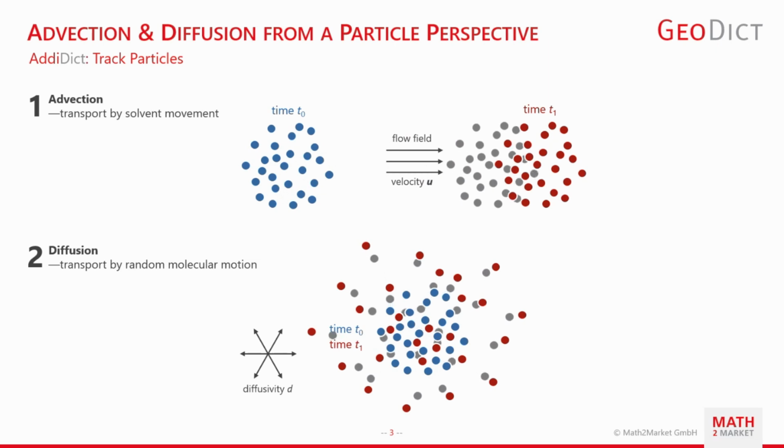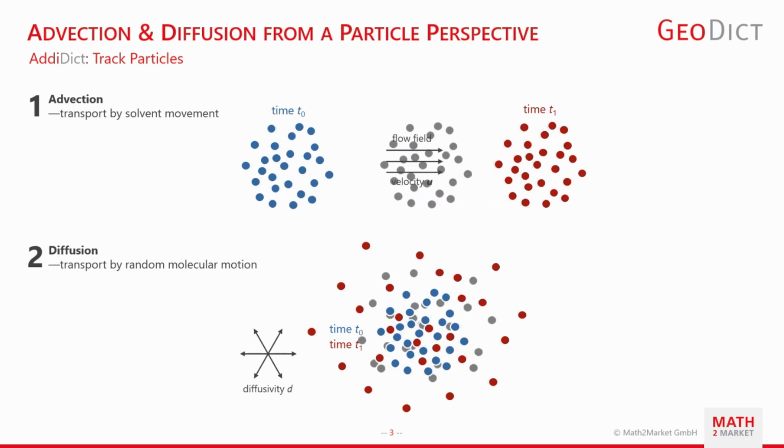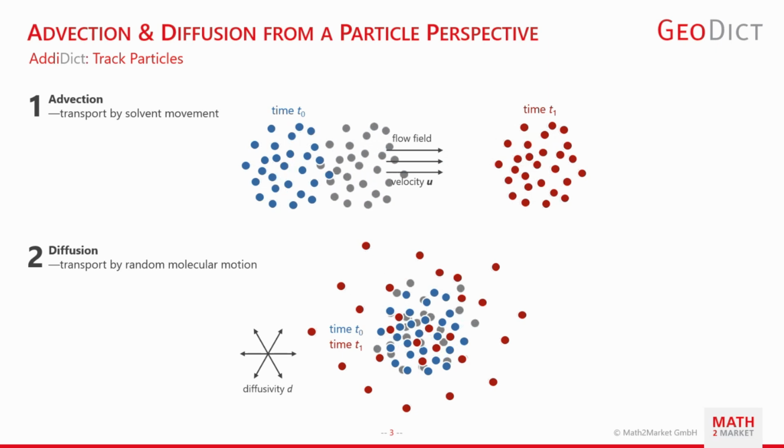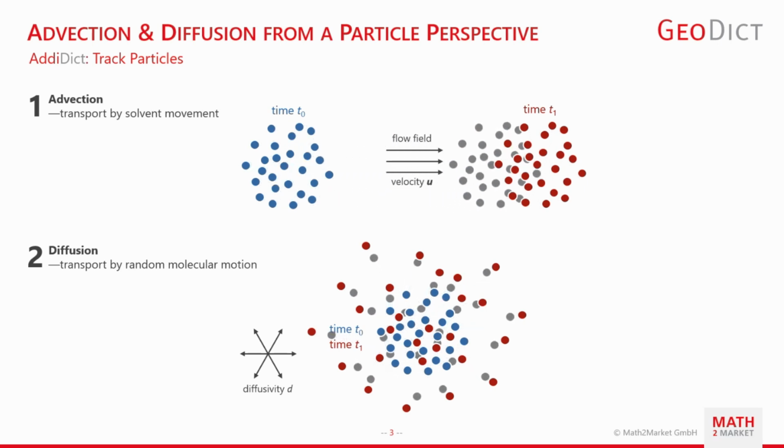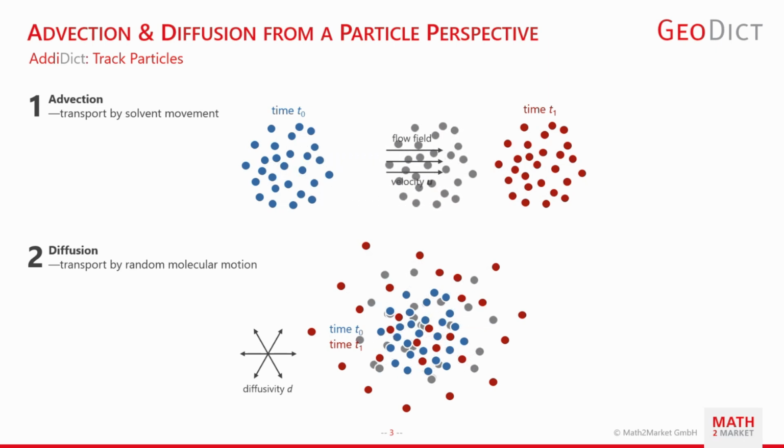The second main transport mechanism is diffusion. Diffusion means that you have on a particle scale Brownian motion, you have random molecular motion. So every particle goes into a random direction, described by a coefficient D, by the diffusivity. And this diffusion smears out particle clouds, I would say.